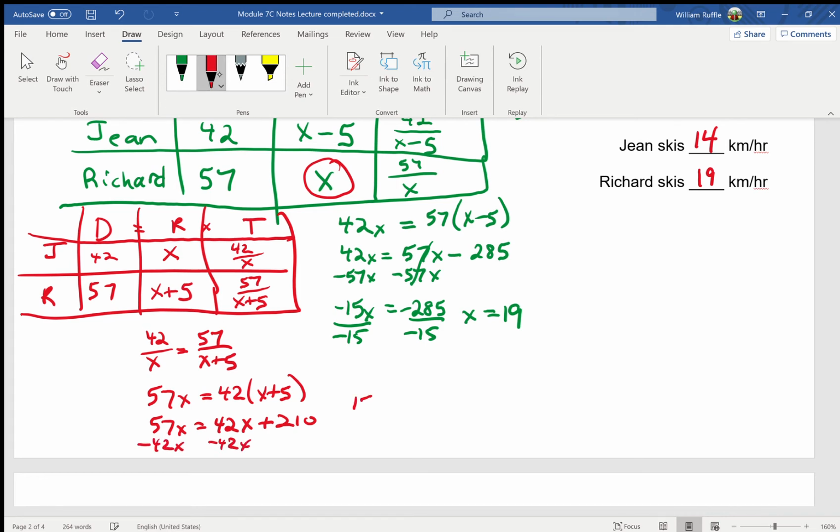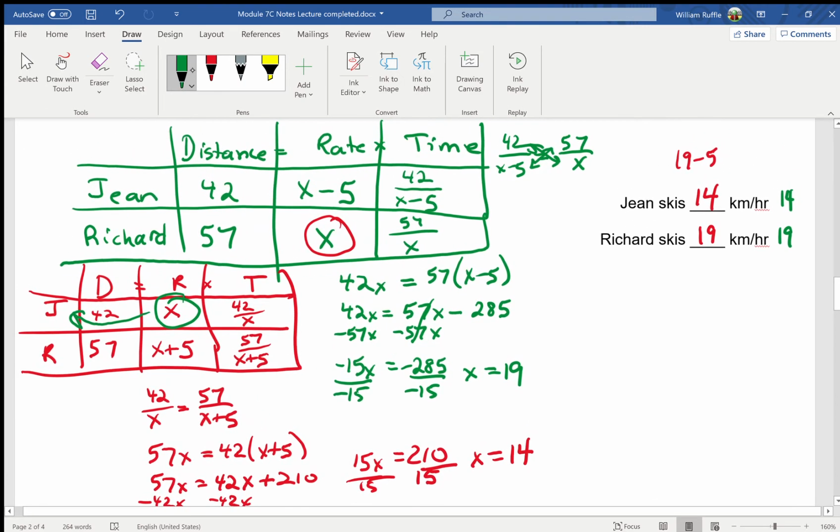So I get 15x equals 210. I divide each side by 15, and I get x equals 14. So in other words, my x this time is 14, but remember, over here, x is with Gene, isn't it? And so I would get the 14 here, and I would do 14 plus 5, and I would get the same exact answers. It just depends on how you see the 5 miles per hour difference.